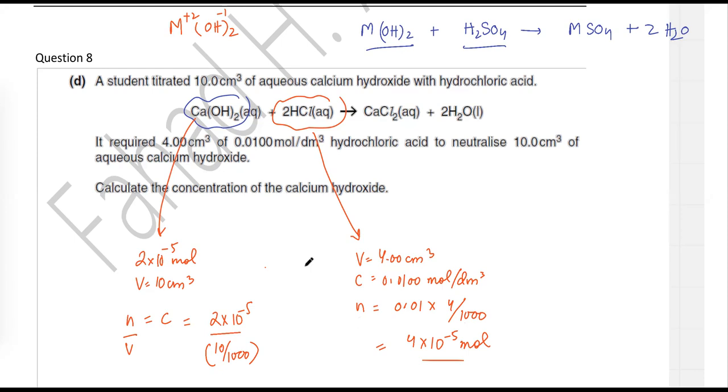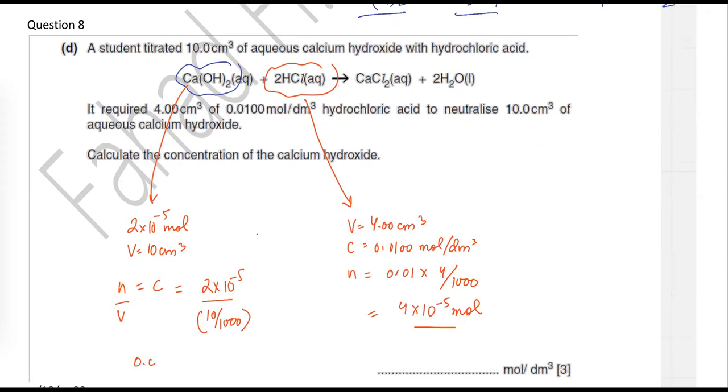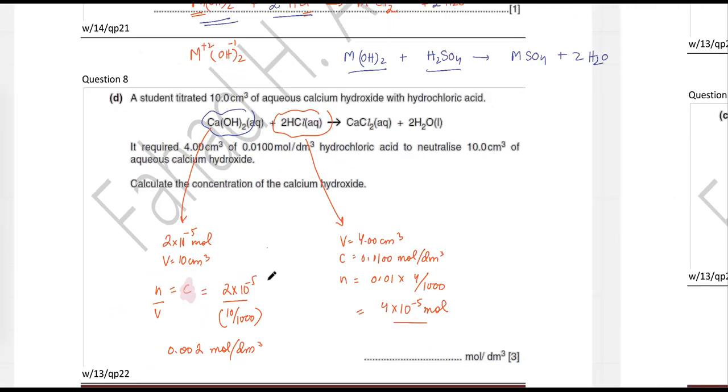What did we get? 0.002 moles per dm cubed. So you're getting 0.002, and that is your answer: the concentration of calcium hydroxide comes out to be this. Is that clear? Yes, sir. Let's do one more.